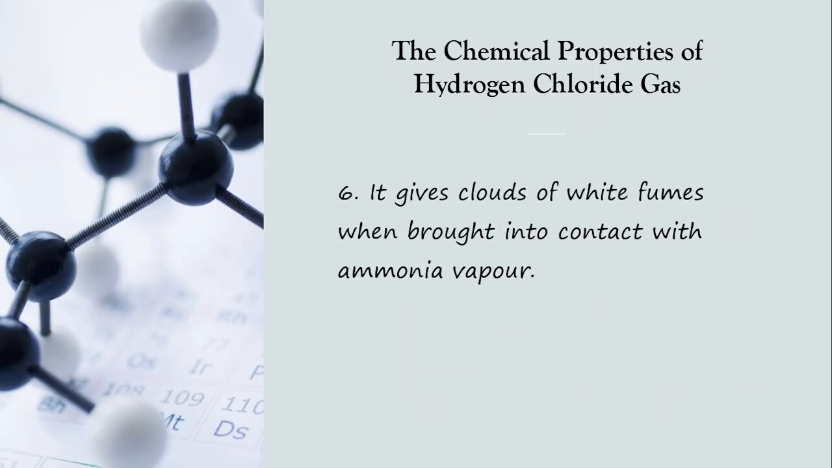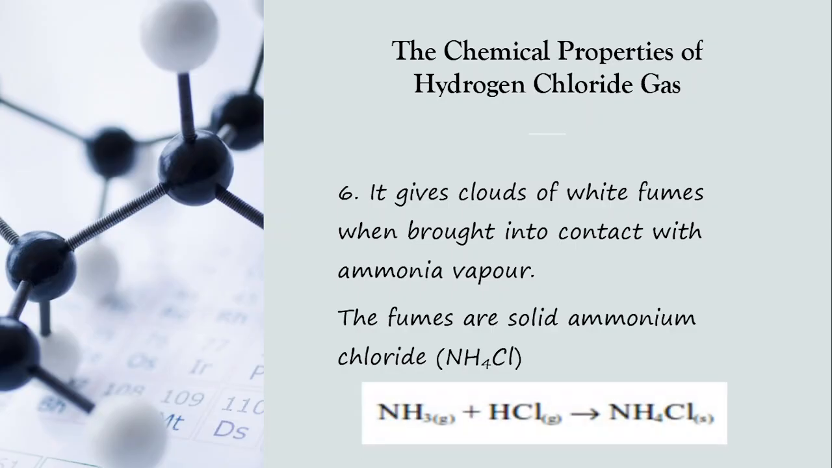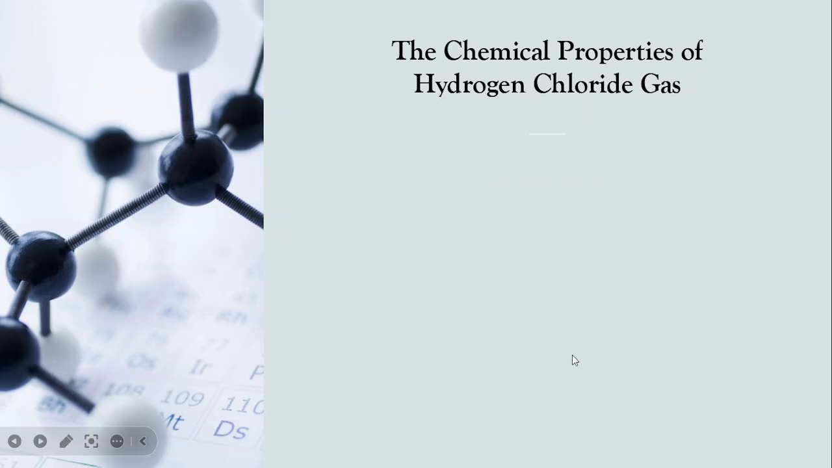The other one is that it gives clouds of white fumes when brought into contact with ammonia vapor. So that's the other chemical property of hydrogen chloride gas. It gives clouds of white fumes when it is brought into contact with ammonia vapor. The fumes are just solid ammonium chloride. And here's how the reaction occurs.